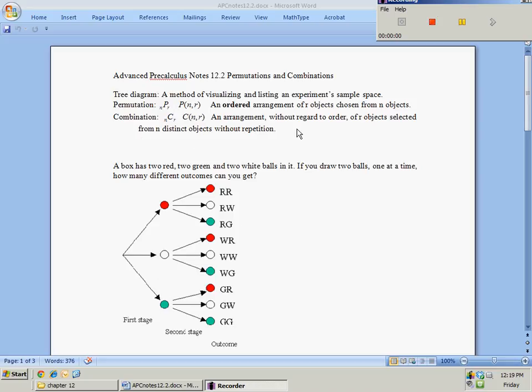So we're going to talk about permutations and combinations. A permutation is usually an ordered arrangement of objects, and the word ordered is important with permutation. With a combination, those things are not in order. So Ryan, who just went to Chipotle, that's me.